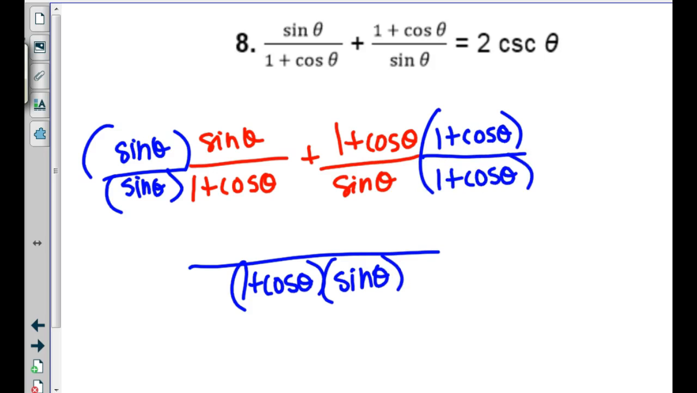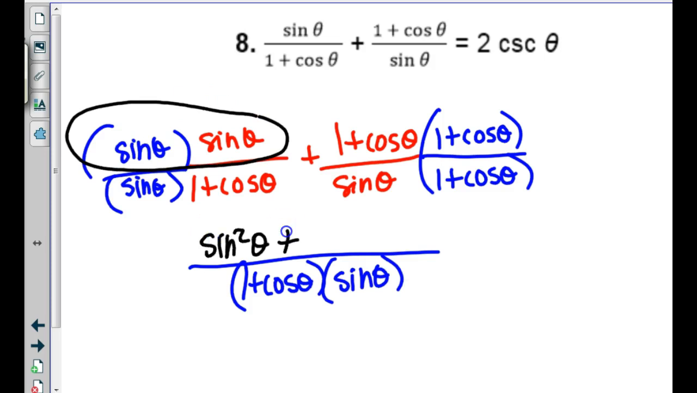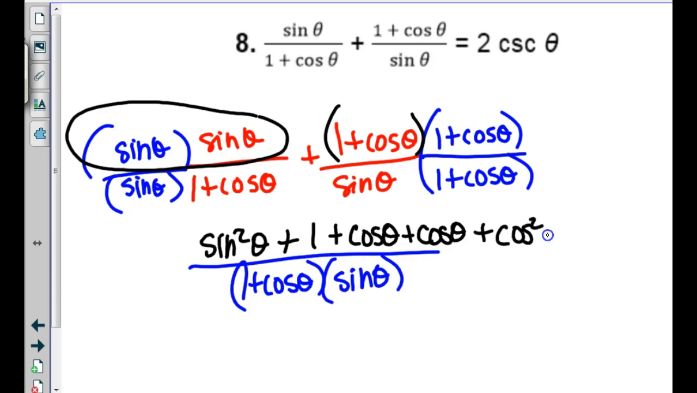All right. So what do we get up here? Sine squared. But now we have to FOIL this together. 1 times 1 is 1, a cosine times 1 would be a cosine. Plus 1 times cosine would be another cosine. Plus cosine times cosine would be cosine squared. Well, that's a hot mess. Any ideas?